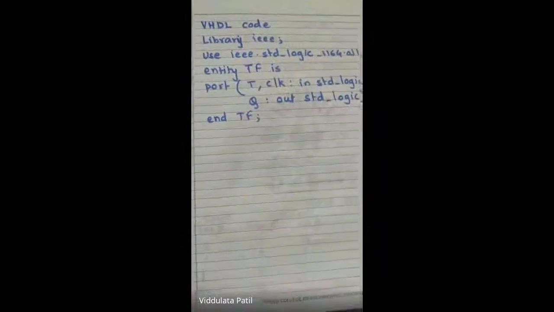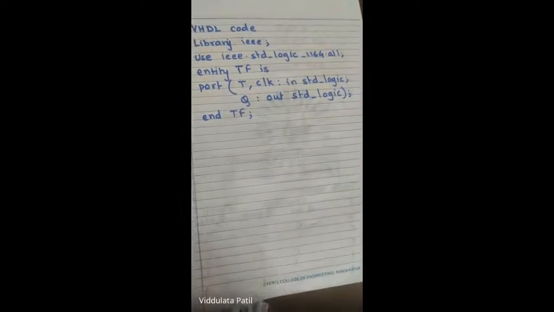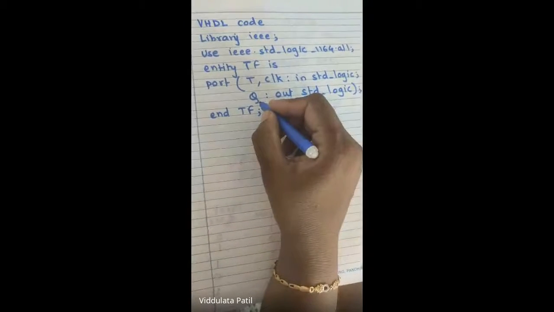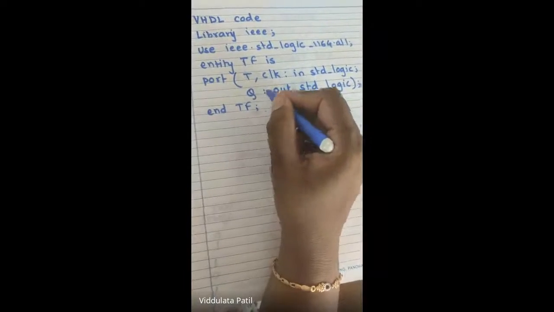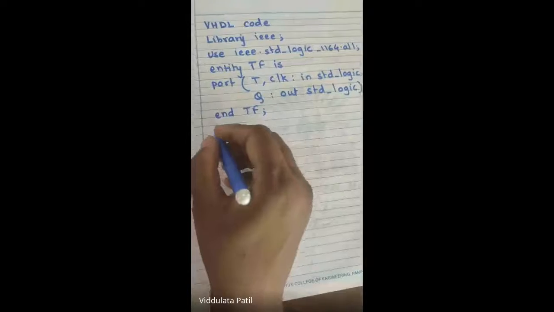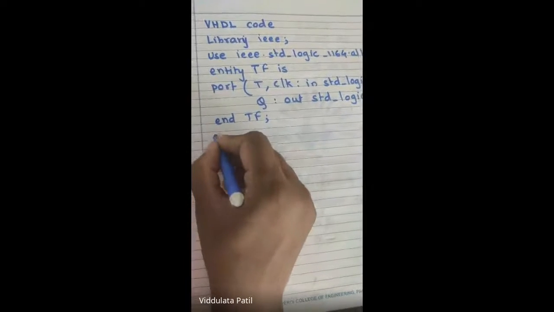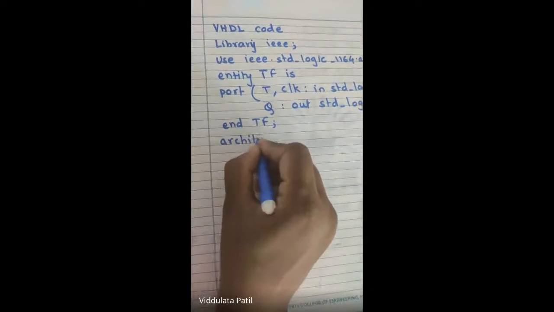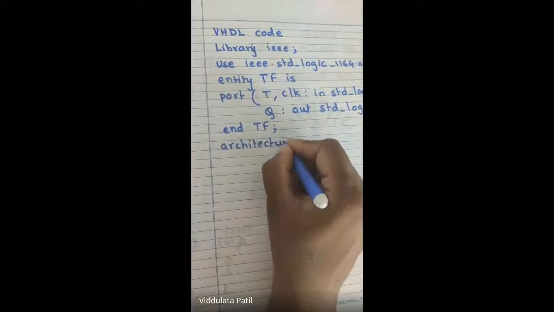Okay, so here we have declared the ports. If you want to add Q bar also, you can add that, and then you can take not Q, and that will give you Q bar. I have not written it in this program. If you want, you can add it.